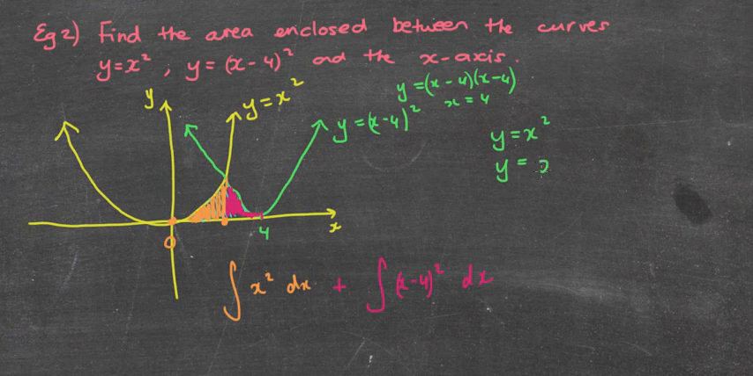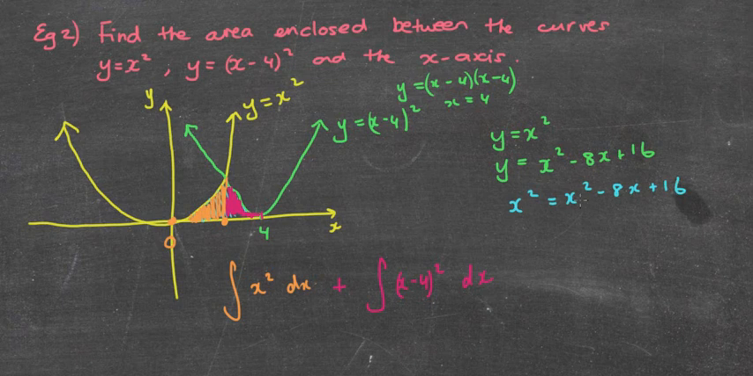What I might do is expand that out: x squared minus 8x plus 16. And I'm going to let those two equal each other because they're both equal to y. So let's put those equal to each other: x squared equals x squared minus 8x plus 16. And now let's try to solve it.